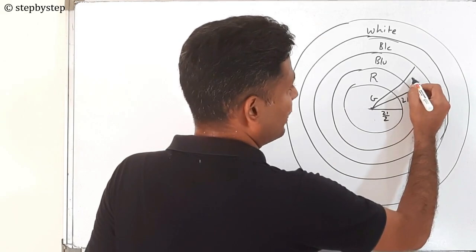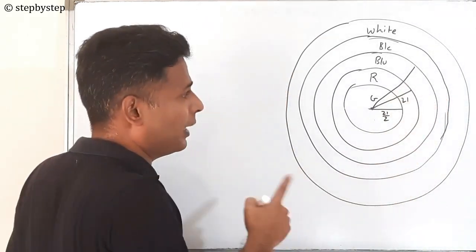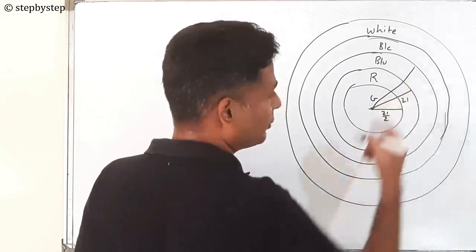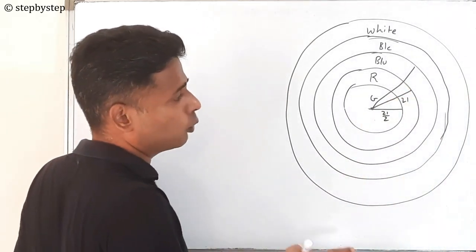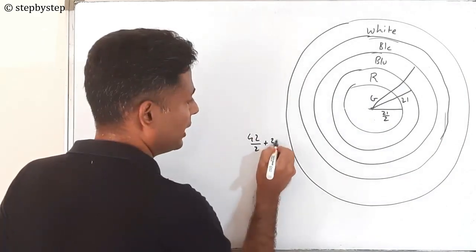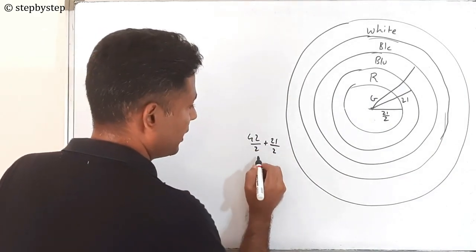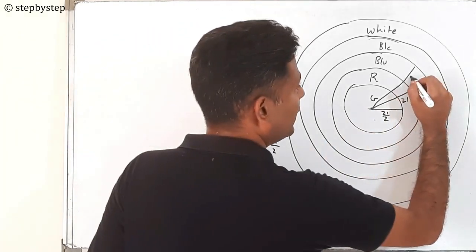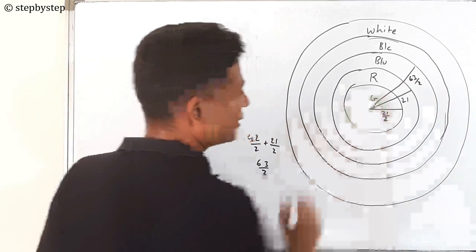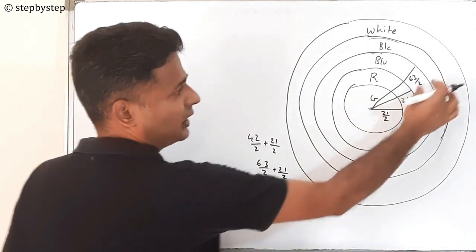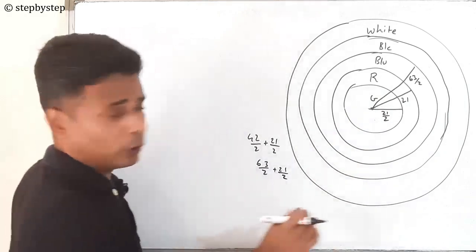Alright. So this becomes 42/1 plus 21/42 by 2 plus 21/1 by 2, which becomes 42/2 plus 21/2. So this becomes 63/2. So this will be 63/2, the radius of this. Then next one again we have to add 21/2. Actually, I hope you understood what I am doing.